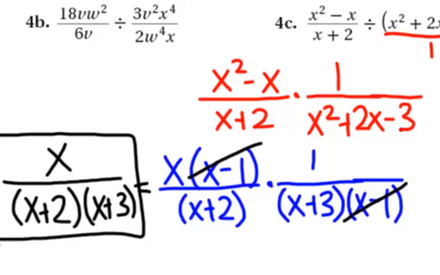So division is basically multiplication. You just have to remember one extra step in the beginning. So let's do a story problem with this stuff.